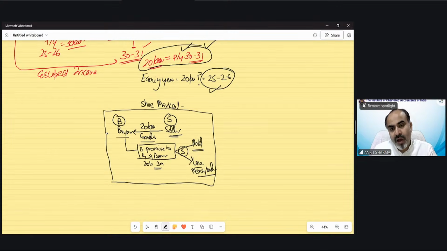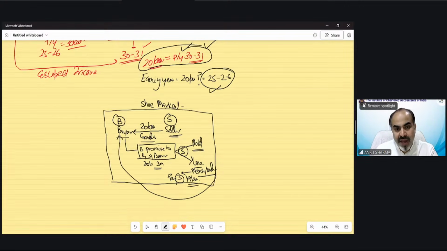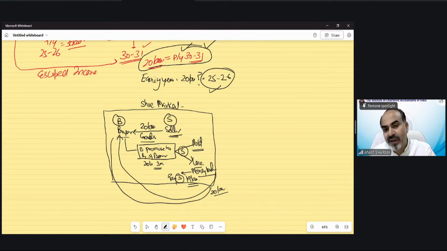So out of this 20 lakh, this money lender pays Mr. S, suppose, 19 lakh rupees. Clear? After 3 months, this money lender will present this Hundi to Mr. B, and Mr. B will pay 20 lakh to this money lender. So 1 lakh rupees is the profit to the money lender.